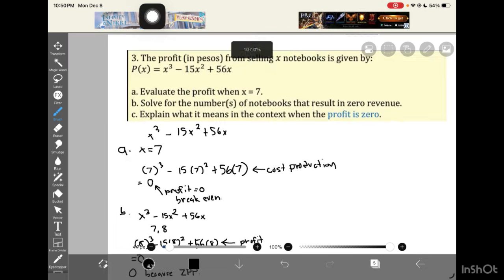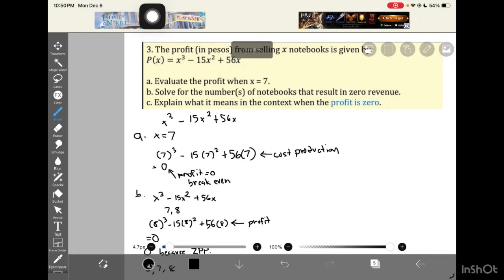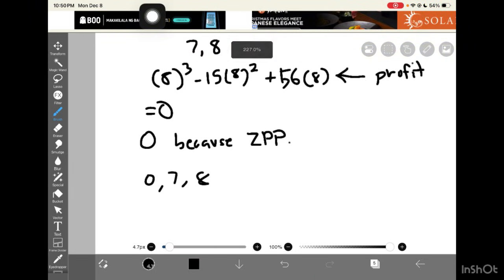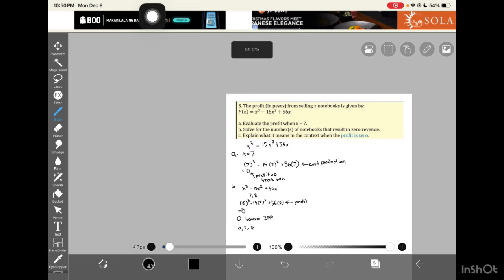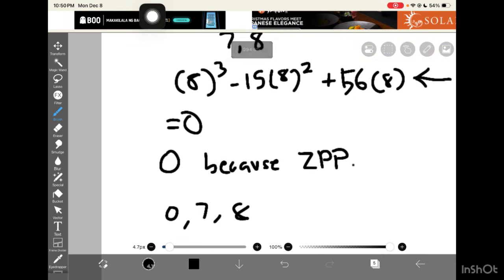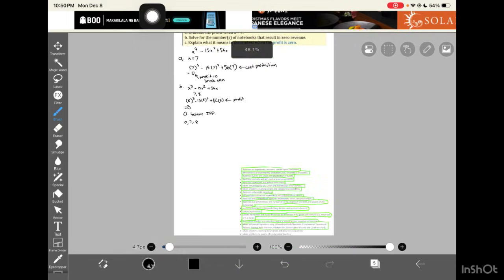And I just basically explained the context when profit is 0. It's either the cost of production equals the profit, or there's no production to begin with. So that's going to be one of the examples you'll encounter.